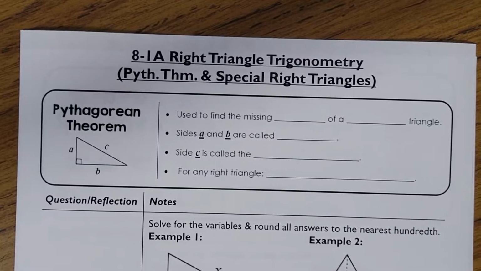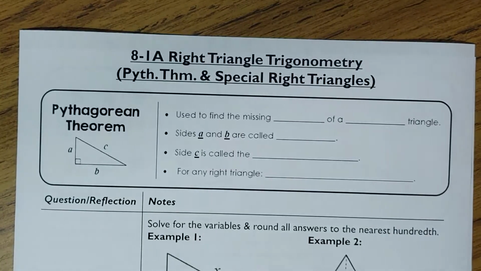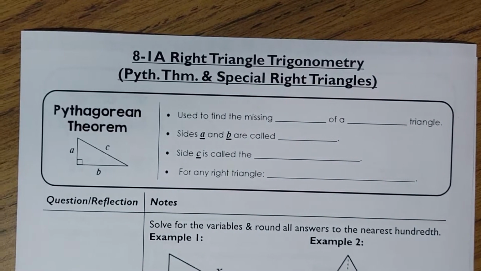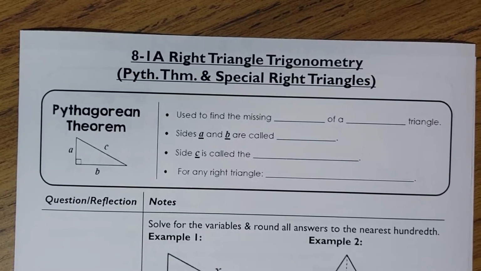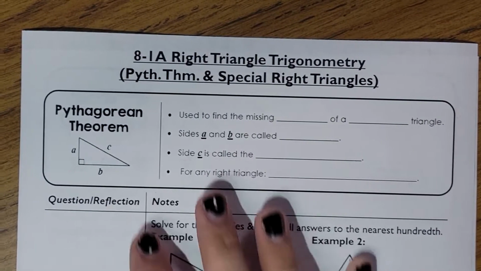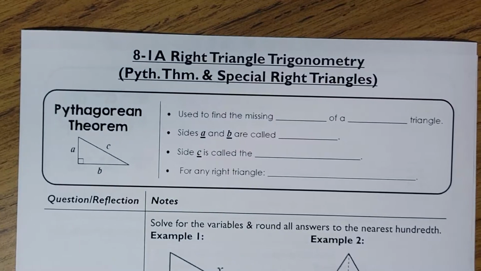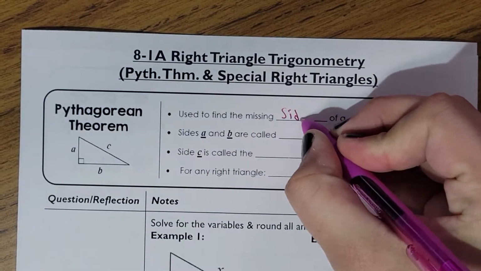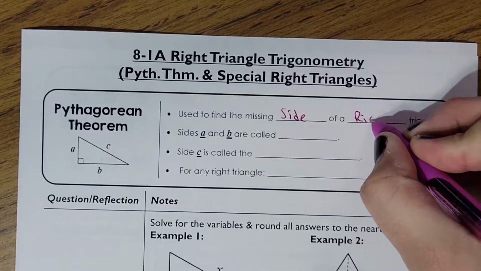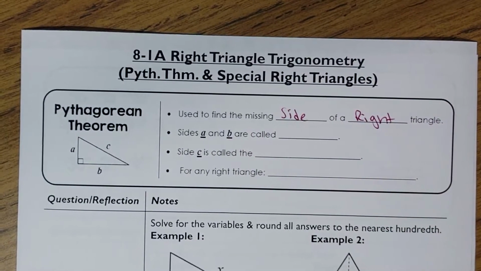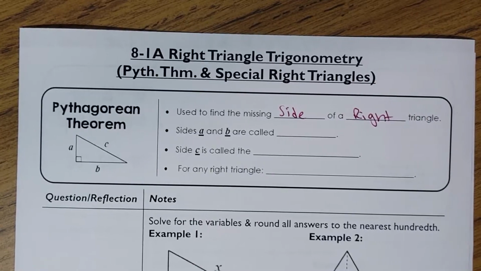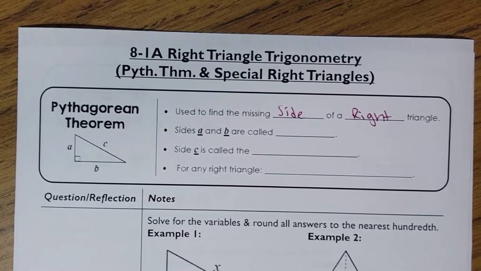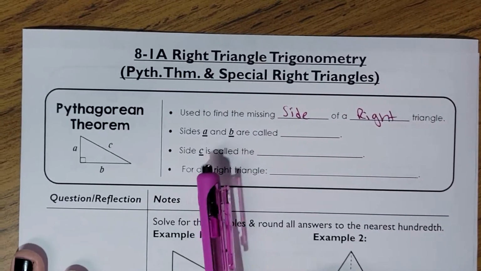Today we are talking about section 8.1, which is right triangles and using the Pythagorean theorem and special right triangles as well. A right triangle, the Pythagorean theorem is something that we're going to use anytime that we are looking to find the missing side of a right triangle. It is important that you only use this on right triangles. It's not used for any triangle. It's not used for acute triangles, not obtuse, only right triangles.